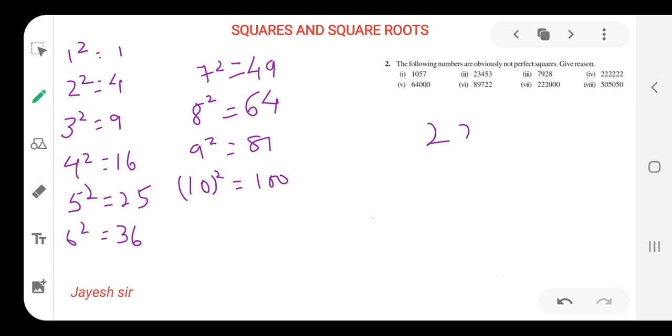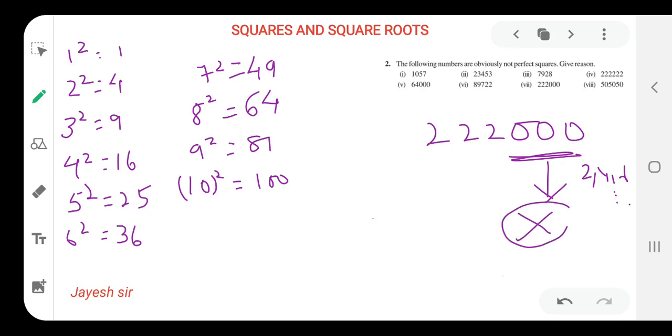Similarly, the next number is similar to the fifth sum. Again 3 zeros at the answer side. At the answer side, the number of zeros should be an even number, that is either 2, 4, 6. Then it could be the square of the number. But here 3 zeros are there, that means it cannot be the square of any number.